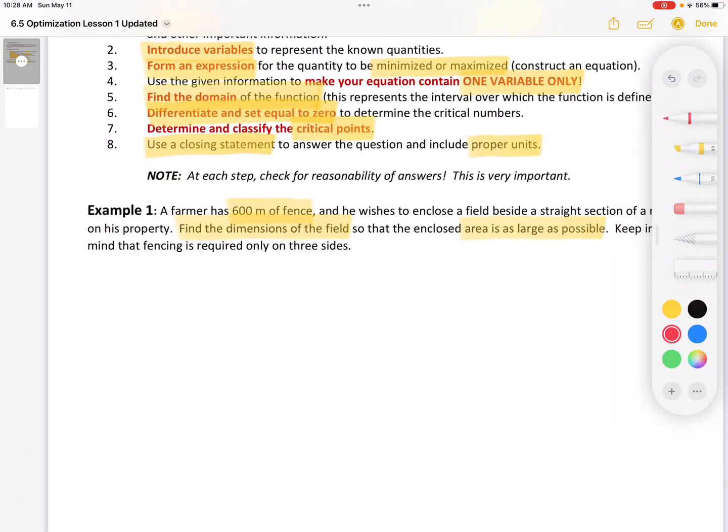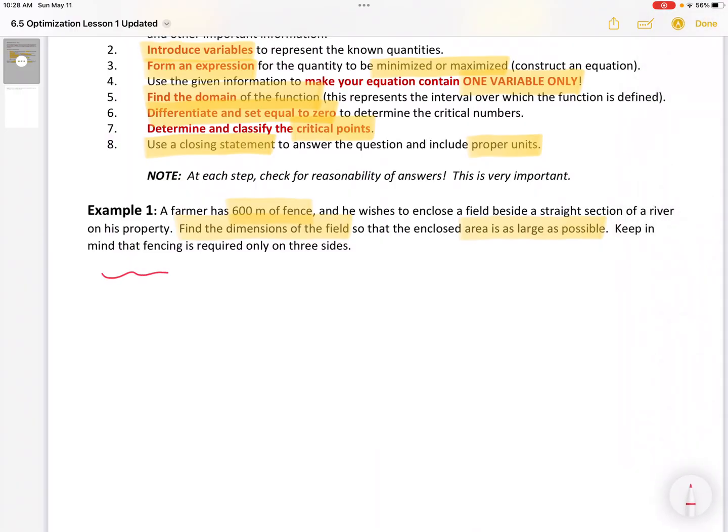Okay, a couple things here. First, I'm going to draw a picture. So here's my river, right? And here's where I'm going to have fencing. Sorry, it's not very square. I'm going to label this as X and this is Y. So I've got 3 sides of fence. After I draw my diagram, I'm going to do my let statements. I'm going to introduce those variables. You can use W and L if you want. It doesn't really matter. It's your choice.